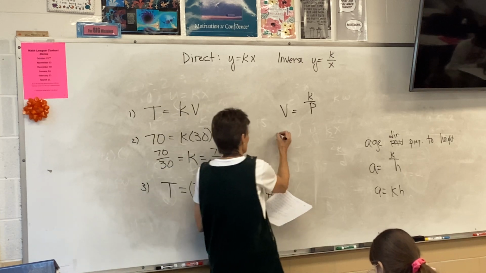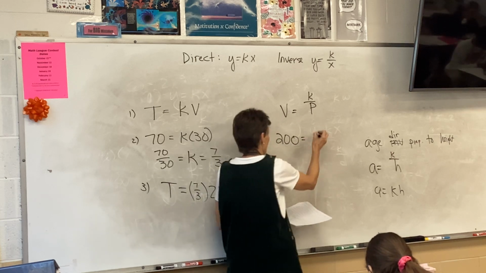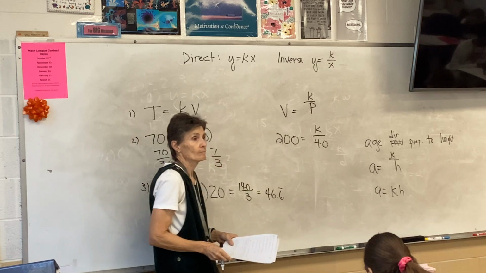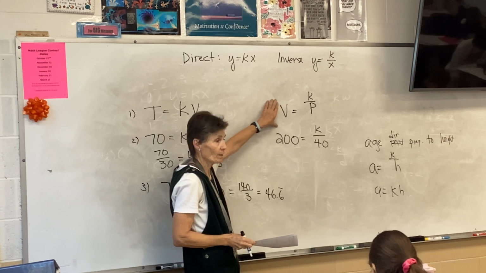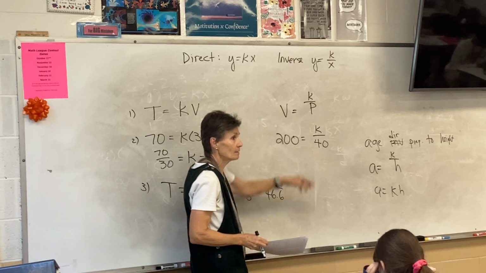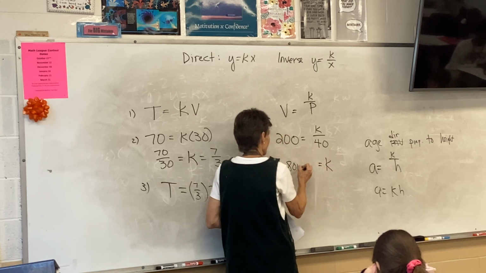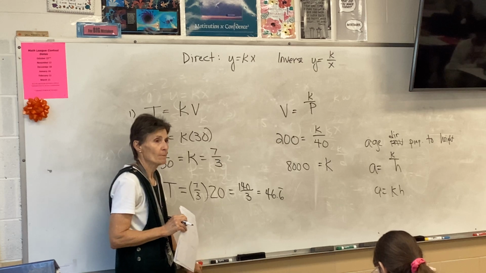If the volume is 200, the pressure is 40. So here's the equation you told me, and you were right. They gave me a volume and a pressure, plug them in. So K is going to be 8,000 if I multiplied right. You got a calculator?